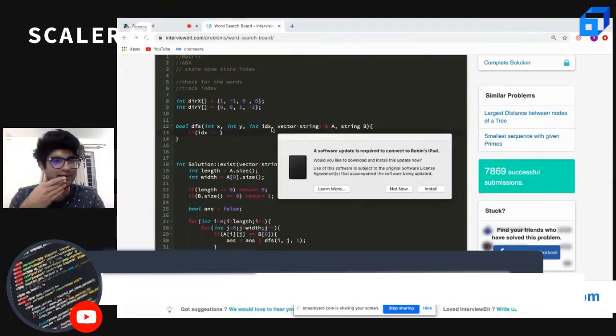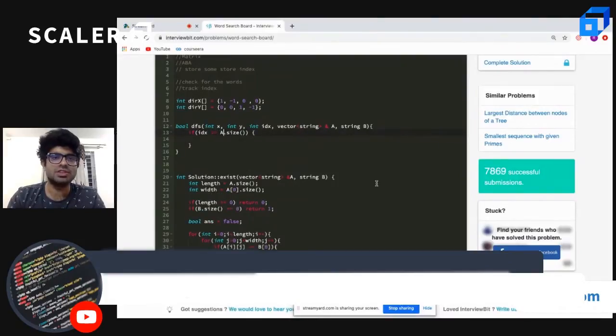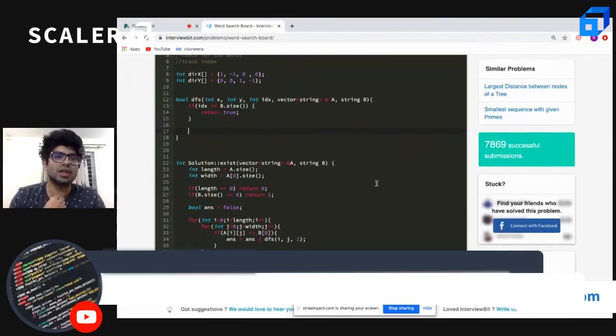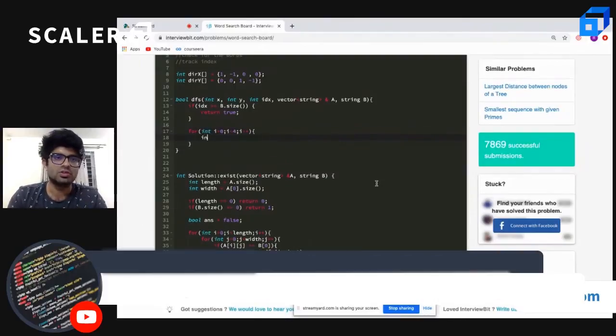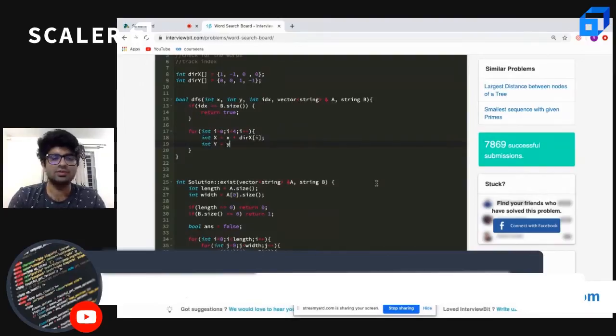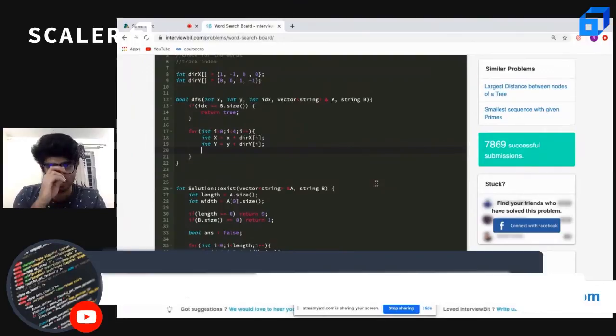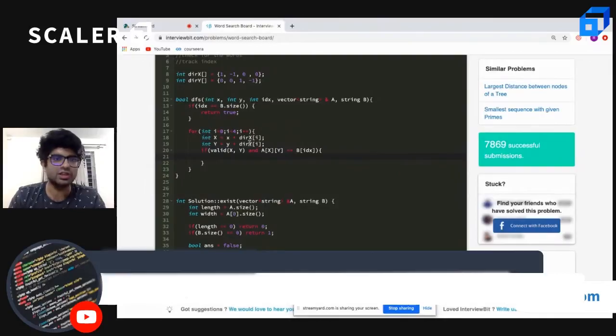If the particular index is equal to B dot size, that means I figured it out, I don't need to go any further, and I can safely return true in that case. Otherwise, I need to move to all the possible directions. I know I have four directions. So I have my x updated like this, and I have my y updated like this. Now I need to check whether that particular x, y lies in the matrix or not. So I need to check if these x, y are valid, as well as the element at x and y should be equal to B at idx. If this is the case, only then I need to proceed, otherwise I don't need to proceed.